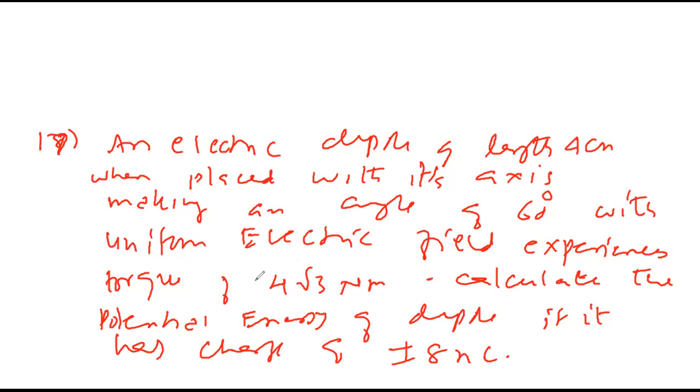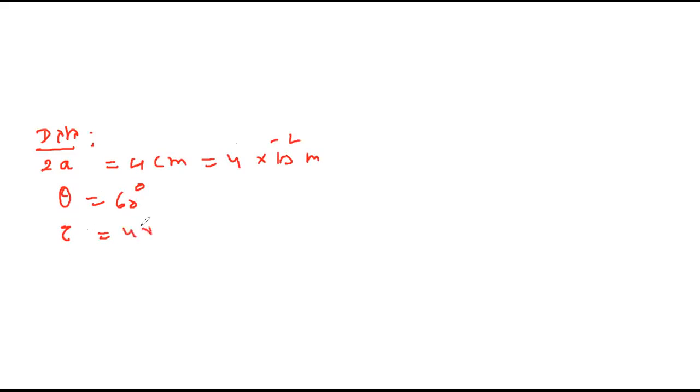Can I rub this question? An electric dipole of length means actually it is 2L or 2A, it is up to you what you are taking. So if you take the standard 2A, it is given as 4 centimeter, which is 4 into 10 raised to minus 2. It is placed with its axis making 60° with the electric field. So theta is 60°, correct? What is the torque experienced? 4 root 3 Newton meter. And charge is 8 nanocoulomb. So if I take one charge, magnitude is 8 nano, nano means 10 raised to minus 9.